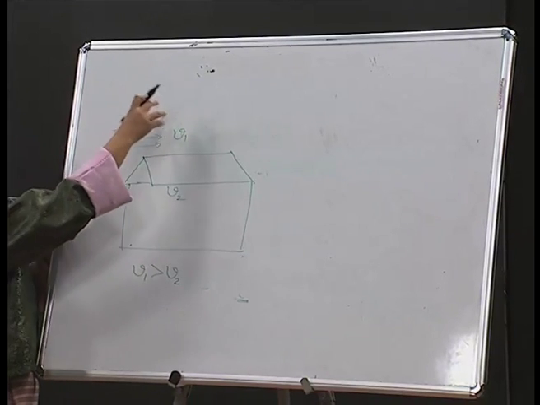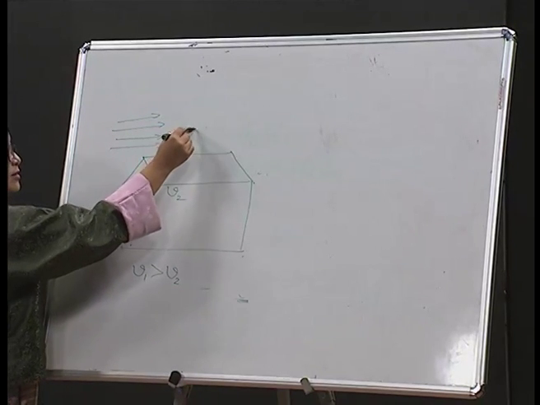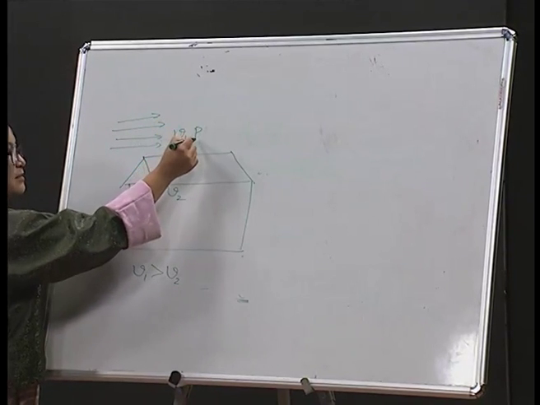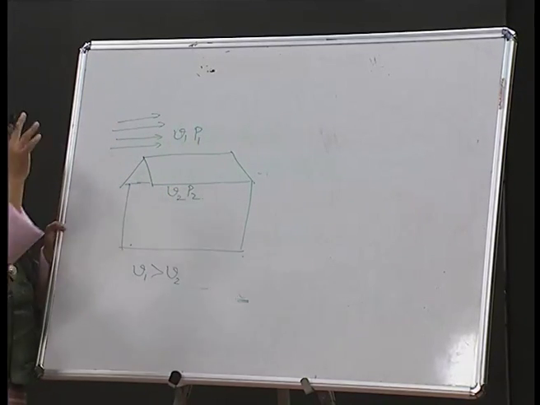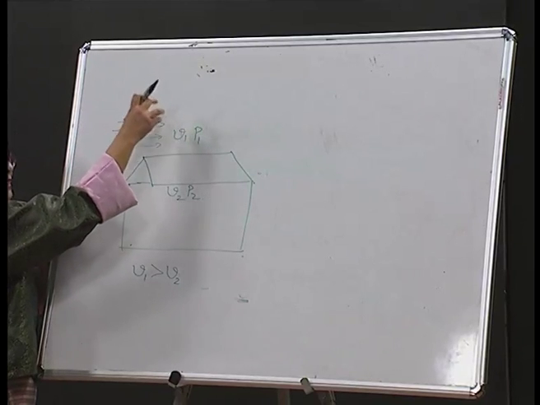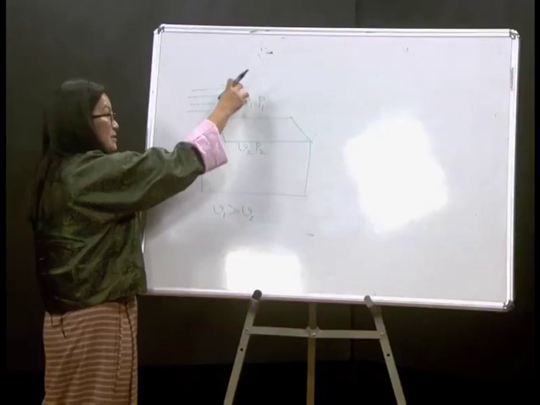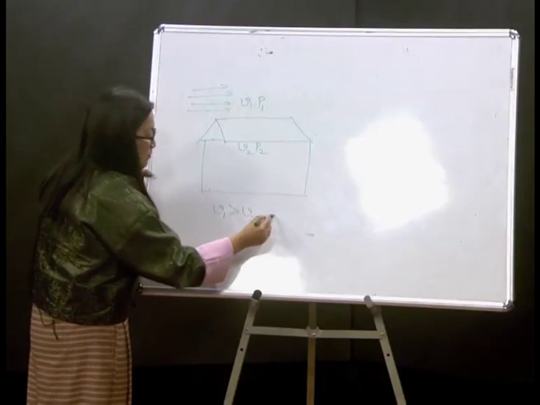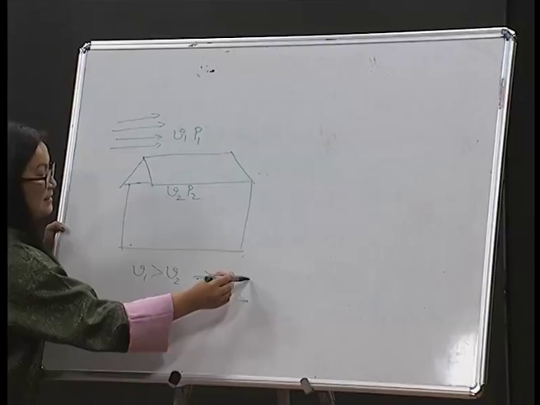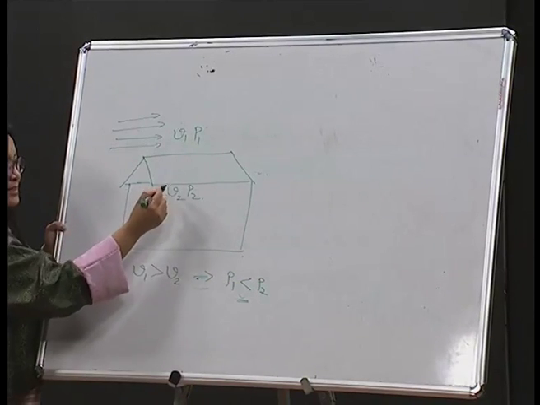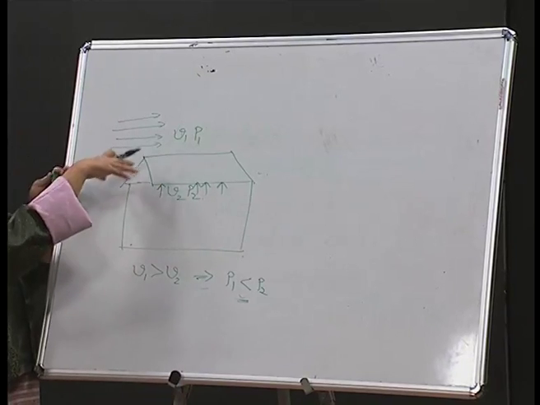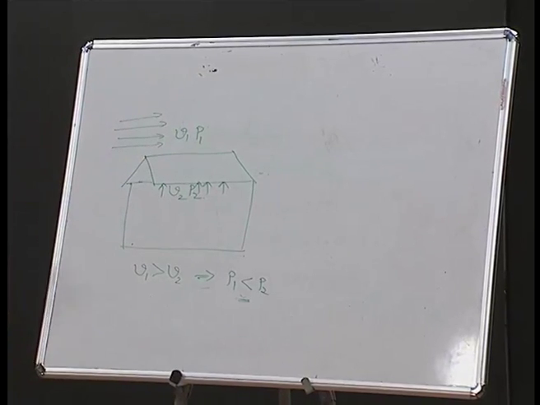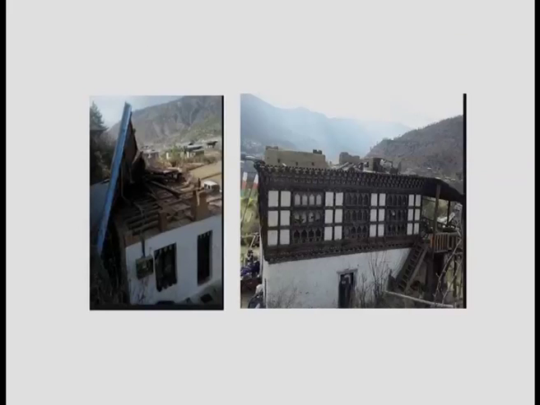Now, whenever at a point the velocity is more, pressure is less. So, let me assign here P1 pressure, and here P2. Again I repeat, whenever the velocity at a certain point in the flow of liquid is more, pressure is less. So, P1 is lesser than P2. So, this inner pressure which is high will create upward force and the roof will be blown off. That is the reason why the roof is blown away whenever there is a heavy or strong wind blowing.